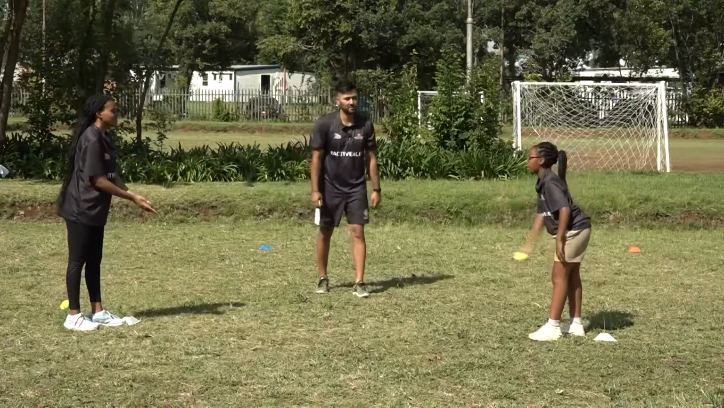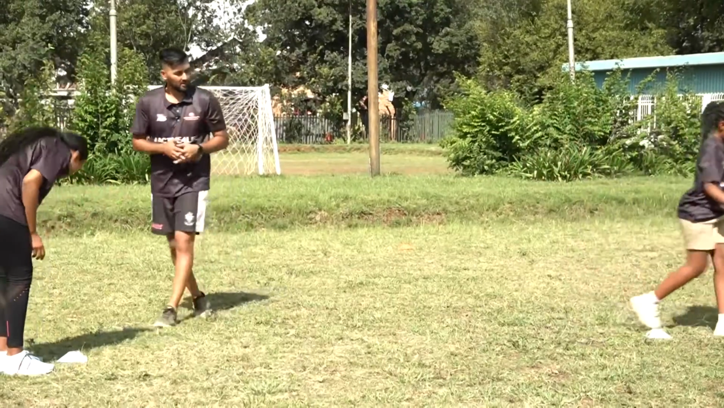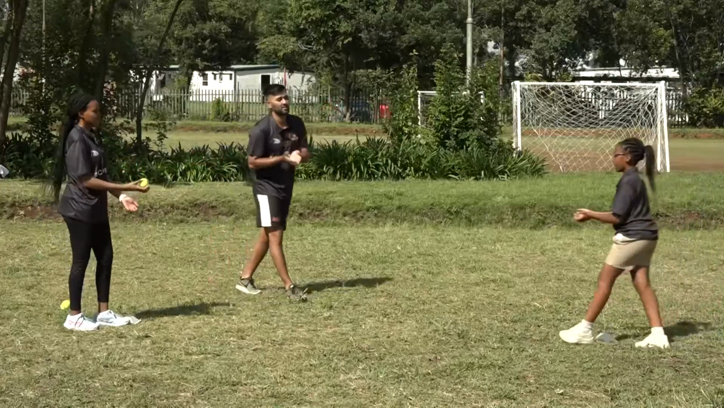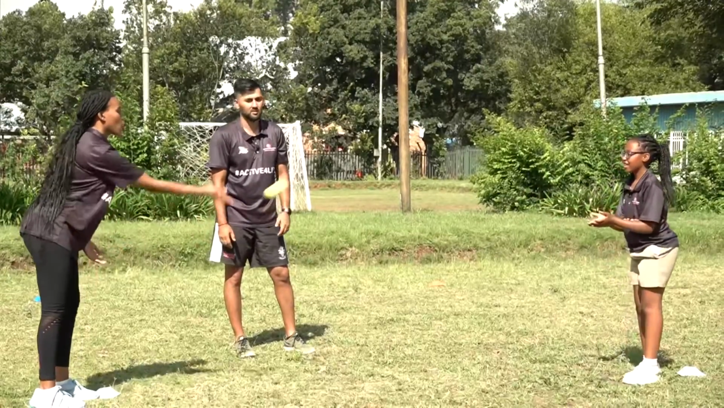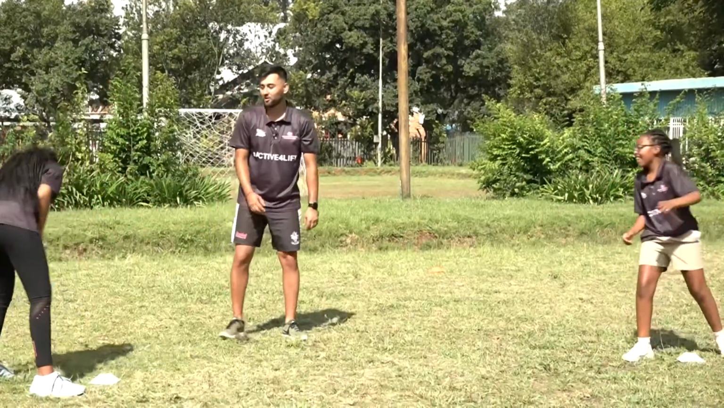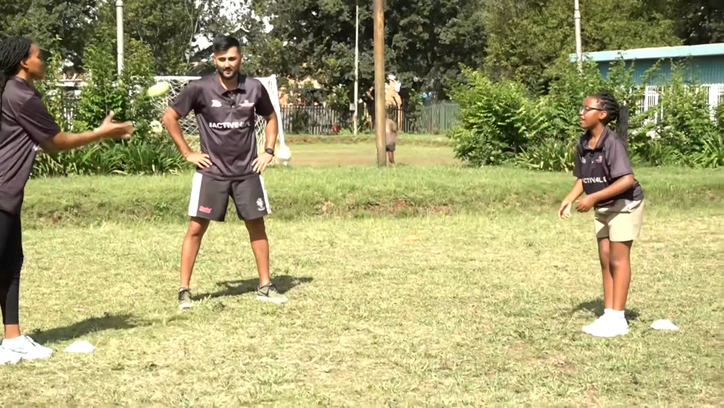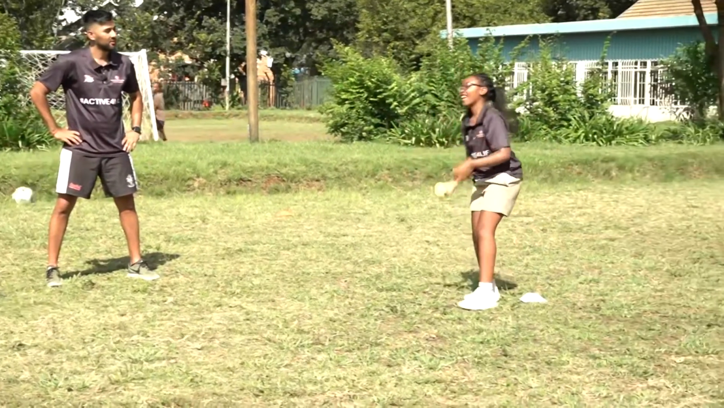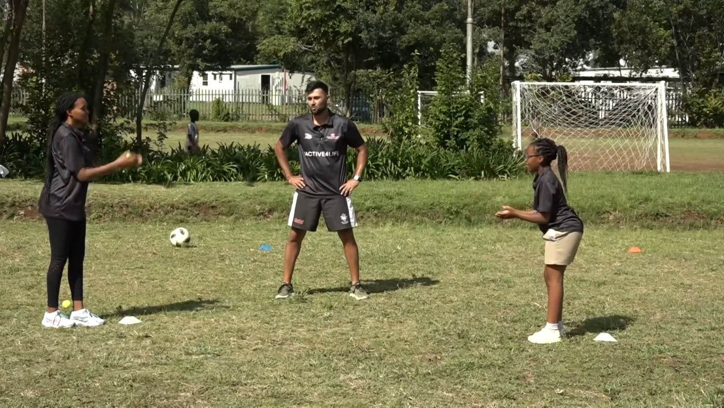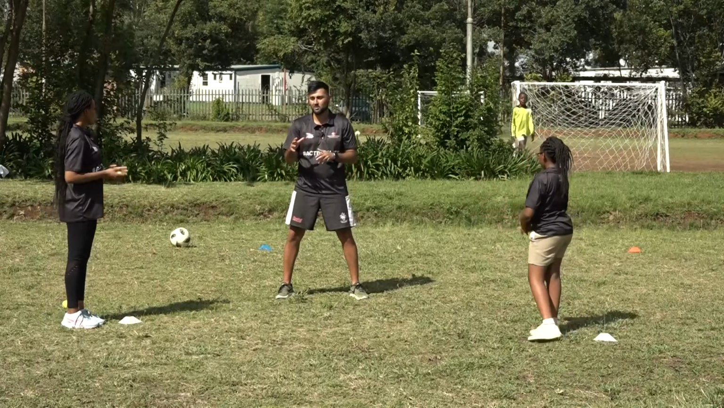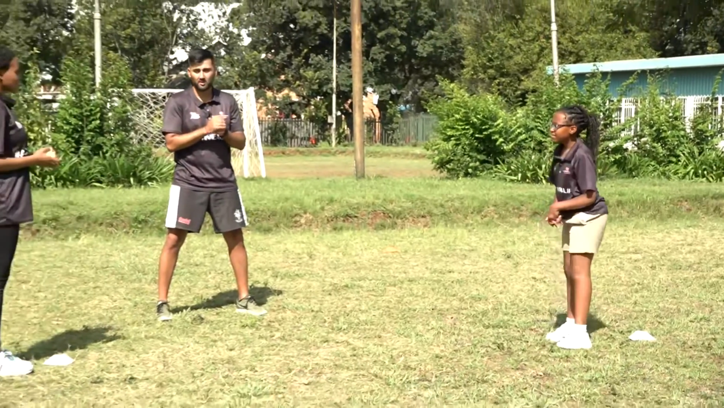There we go. Good, Masinda. If you watch both of them, they're using the pinkies together catching technique. Good. Masinda, Zintle, throw it a bit lower. There we go. Excellent. Very good, Masinda. Good catch. Two more. One, two. Good job. Now what I want you to do is try and do a medium height catch. Okay? Let's go.